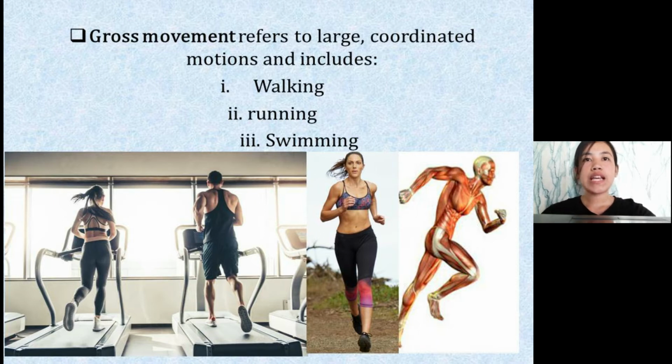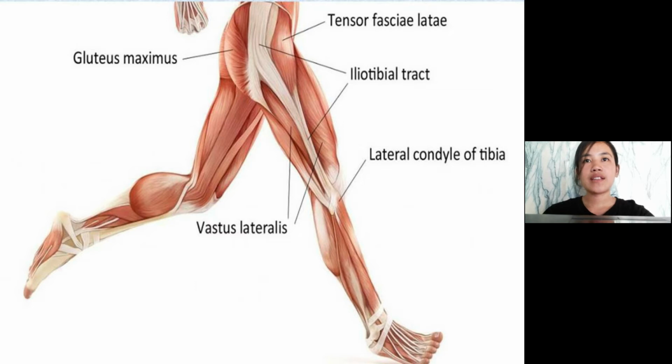As we can observe, in order to perform these various movements, it needs almost all muscles in the muscular system to work or contract. For example, in running, as we can see in the figure, it mainly uses the lower extremities for the movement. In order for a human to run as fast as he could, a group of muscles work together such as the gluteus maximus, tensor fasciae latae, iliotibial tract, vastus lateralis, and lateral condyle of tibia. This group of muscles works through contraction in order for the human to do movement.